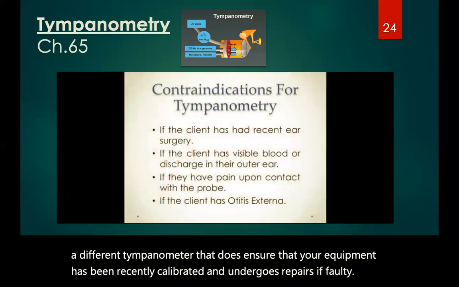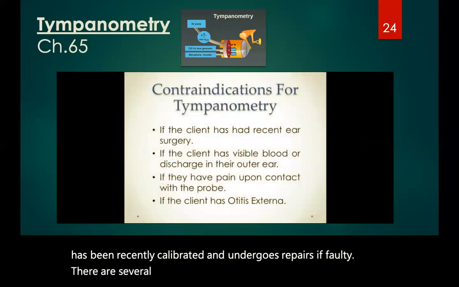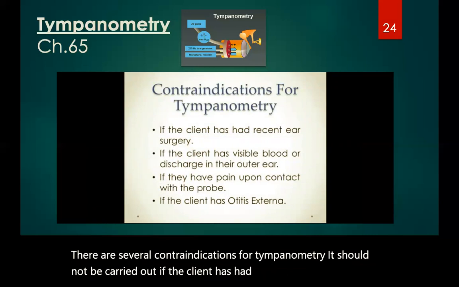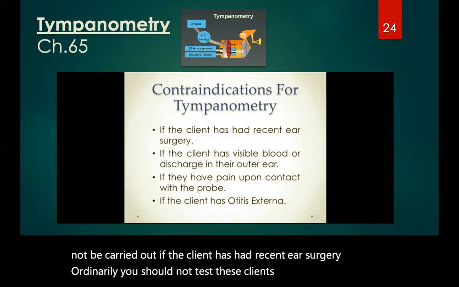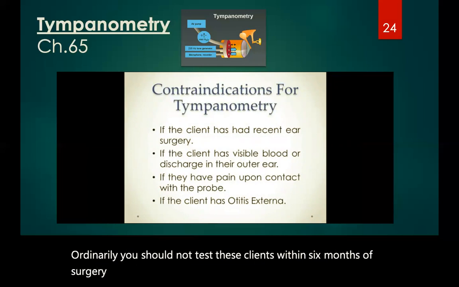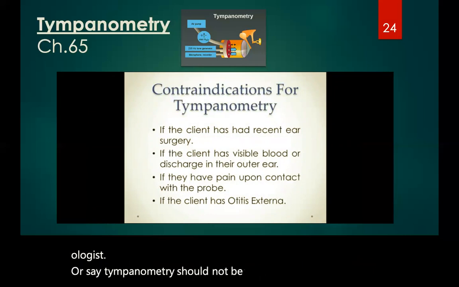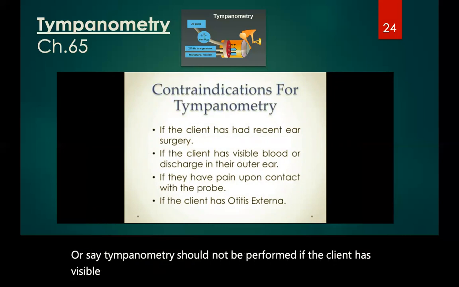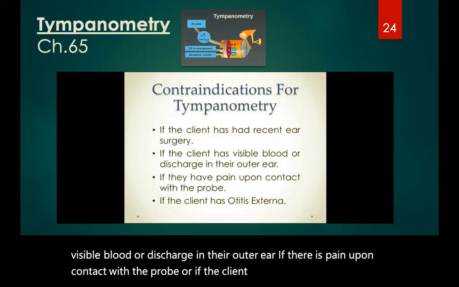There are several contraindications for tympanometry. It should not be carried out if the client has had recent ear surgery. Ordinarily, you should not test these clients within 6 months of surgery, or you should follow the recommendations of their otologist. Also, tympanometry should not be performed if the client has visible blood or discharge in their outer ear, if there is pain upon contact with the probe, or if the client has otitis externa.